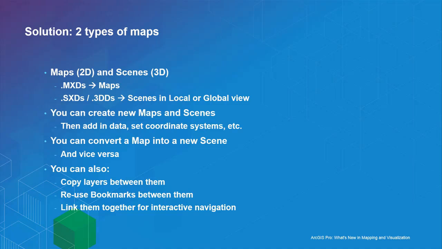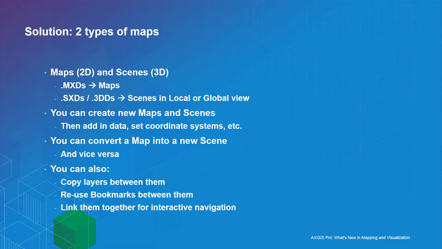So how we dealt with this is we have 2 types of maps. So as I mentioned, we're in a project-based environment. We can have multiple maps, multiple layouts, a number of different project items, but there are 2 types of maps. A map can be called a map, which is 2D, and called a scene, which is 3D. And then there are actually 2 viewing modes to a scene: local view and global view. Local view corresponds to ArcScene and the type of workflow you had in ArcScene. Global view is more like what you're used to if you used ArcGlobe.